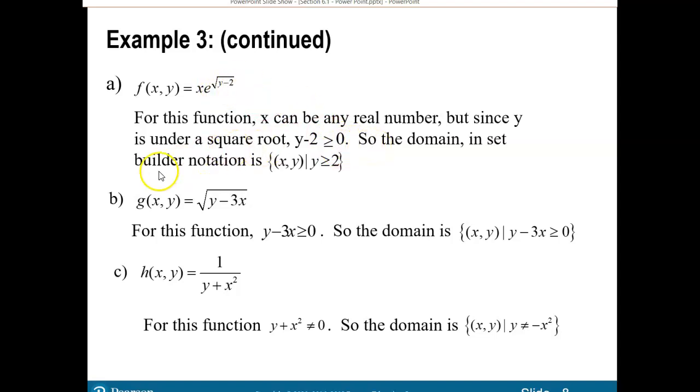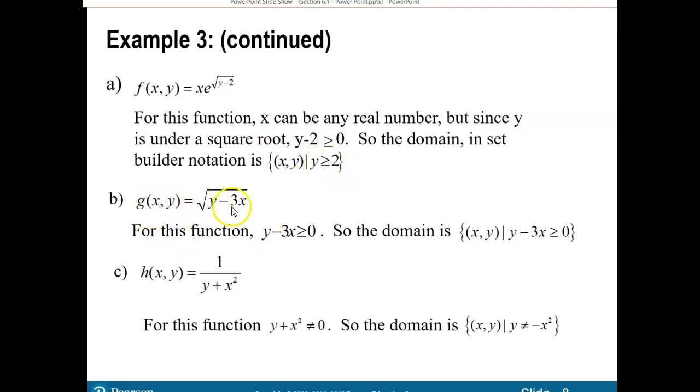So the domain in set builder notation would be the set of all x, y such that the y value for solving this inequality is greater than or equal to 2. So x can be any real number, but this is a restriction for y to make sure we don't get a negative under the square root.